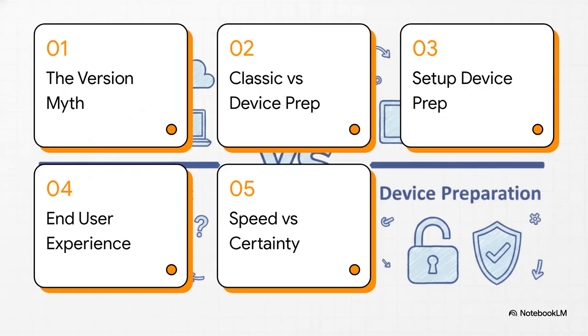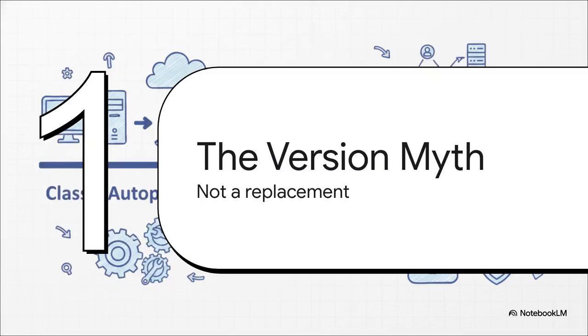So, here's our roadmap for today's explainer. First, the Autopilot version myth. Second, comparing classic and device prep. Third, setting up device preparation. Fourth, the end-user experience. And finally, speed versus certainty. Let's jump right into Section 1, the Autopilot version myth.